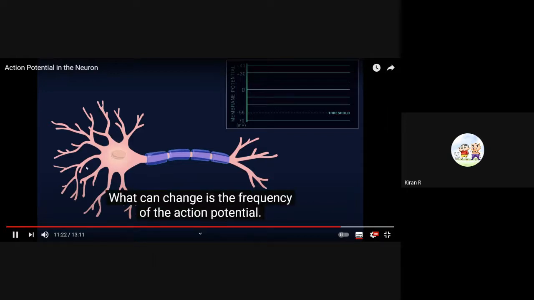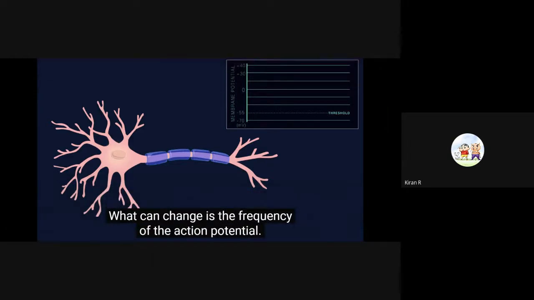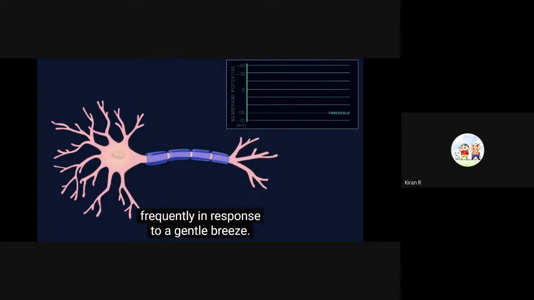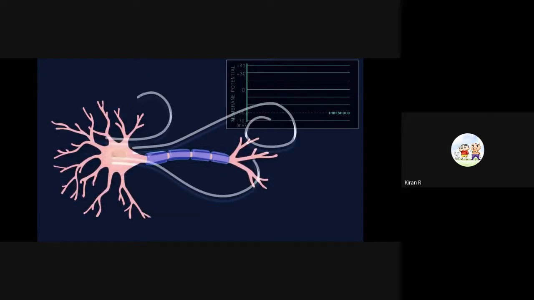What can change is the frequency of the action potential. A neuron might fire many more times per second in response to, say, an intense pain, and less frequently in response to a gentle breeze.